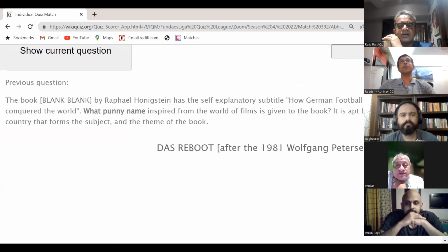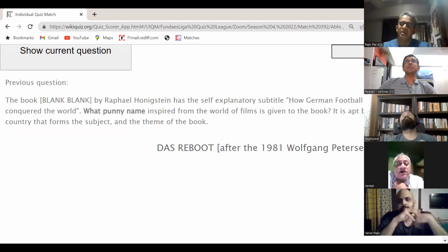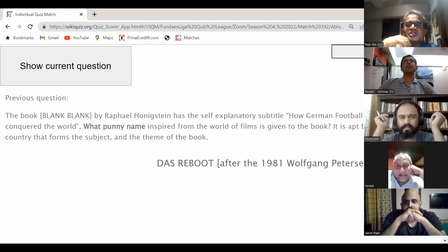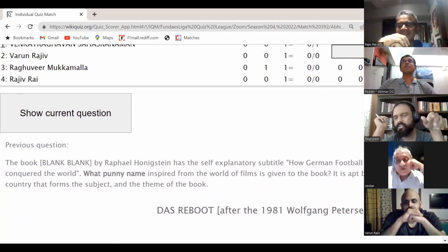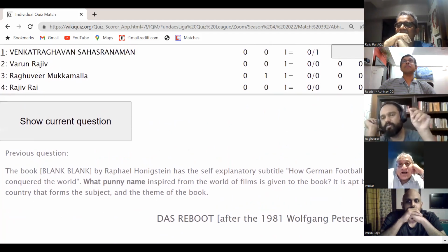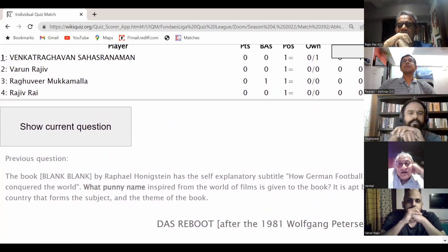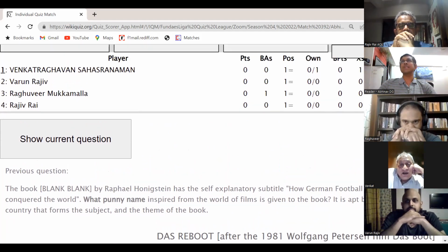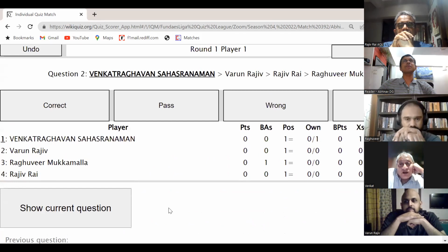This is called Das Reboot, right? It's a reinvention of. Oh, the word reinvention was there. Is it? Are you sure? Because I need to look this up because I read the book actually. Don't remember seeing Reboot. And it's called Das Reboot. The Peterson movie, of course, is Das Boot, but Das Reboot is the book.